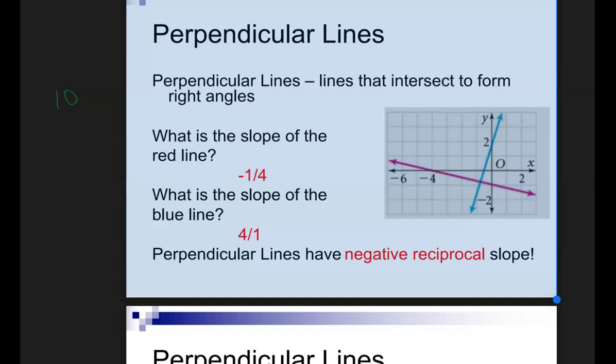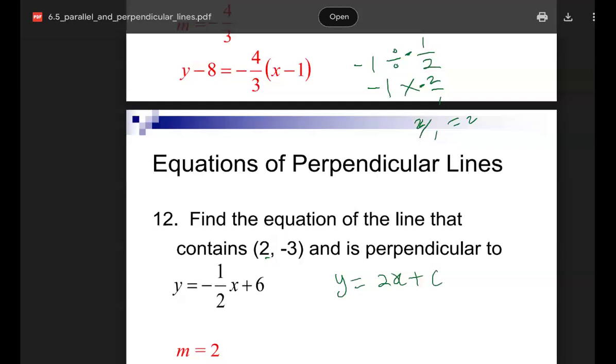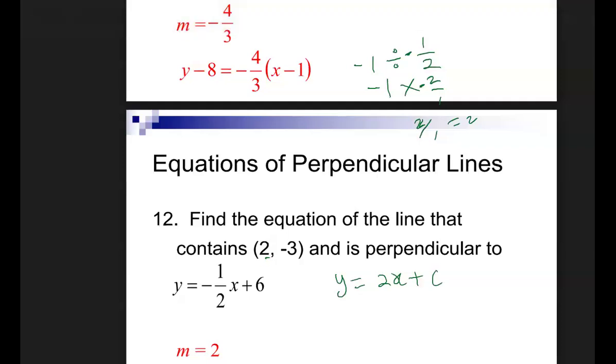Just go with minus 1 over 10. Because it's passing through 2 and minus 3, this is what you do. When this is x and this is y, you just put it there.